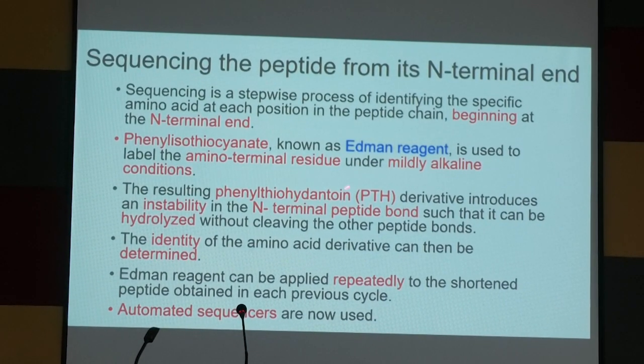There is a reagent called Edman's reagent, or phenyl isothiocyanate. This chemical will react with the N-terminal amino acid in a polypeptide chain. This reaction introduces instability to the next peptide bond. When this instability is inserted in the peptide bond, we can break only that peptide bond having the instability.